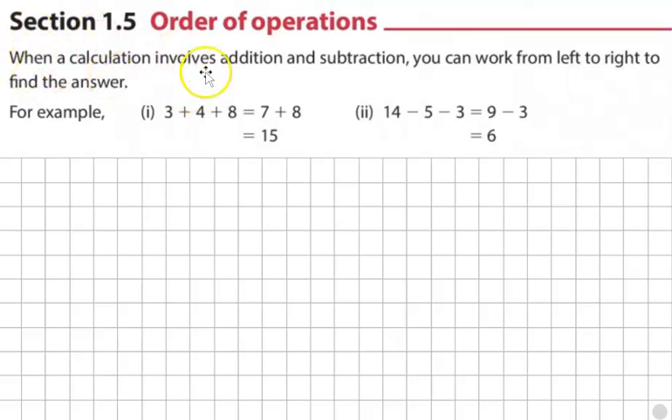When a calculation involves addition and subtraction, you can work from left to right to find the answer. For example, 3 plus 4 plus 8 gives us 7 plus 8, which is 15. 15 minus 5 minus 3 gives us 9 minus 3, which is 6. So we're working from left to right.